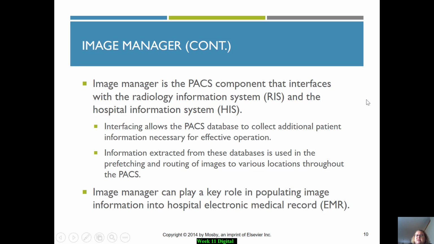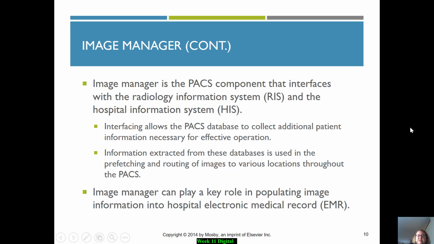Image Manager is a PACS component that interfaces with that RIS that I was talking about. Everyone's going to have Radiology Information System software. So we have RIS, and then your hospital system has a HIS, which is your Hospital Information System. They store all of the medical records, where you're storing just the radiology information. Our interface with PACS will be compatible with both systems, so that's part of that DICOM deal. It has to be able to communicate with those other programs. So your image manager can play a pretty key role in populating image information into that hospital electronic medical record.